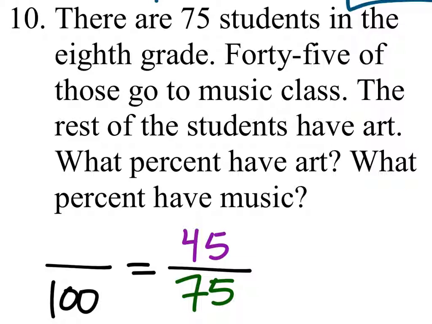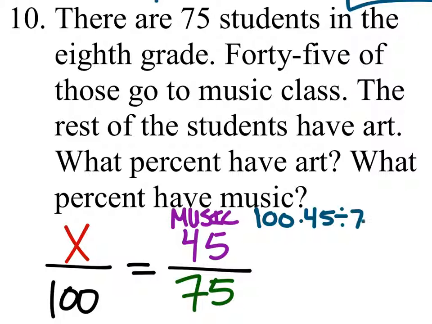So this one, the 45 was for music, so we'll identify these. And we'll figure out the percent on these. So using fish method, this is just for the music percent. Then we would have 100 times 45 divided by 75. You guys said it was 60? So for music, that would be 60%.